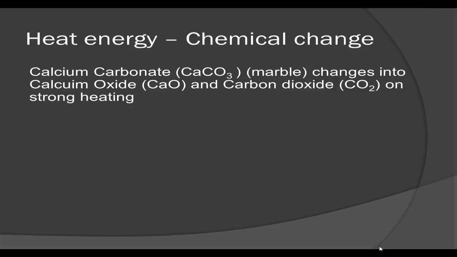And if you heat marble to very high temperature, it actually goes through a chemical change where calcium oxide and carbon dioxide are formed. They are two other chemicals. So this is a chemical change where the compound or the chemical composition of the material is changing because of heating. Why is that happening?